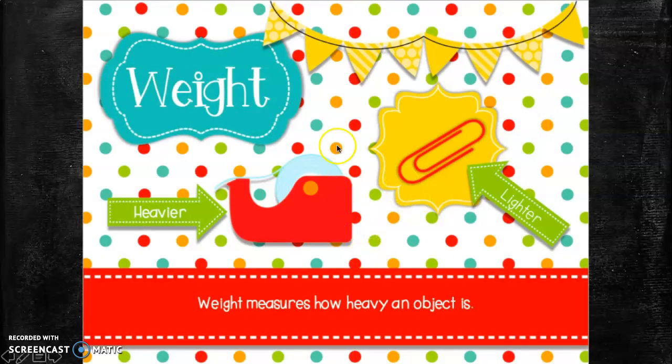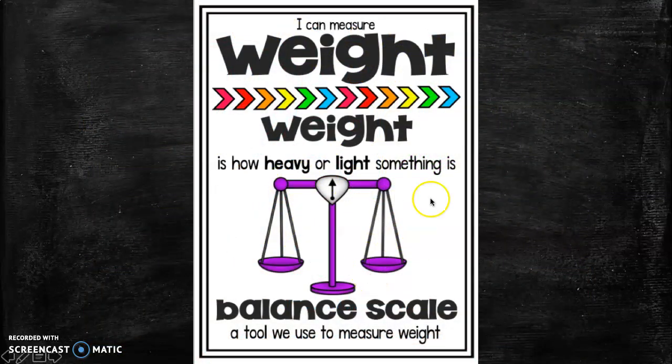Now we're going to be learning about weight. For weight, we use the terms lighter than and heavier than. Weight measures how heavy an object is. So we're going to see how heavy something is. How do we measure it? What is this called? A balance scale. It's the tool we use to measure the weight.